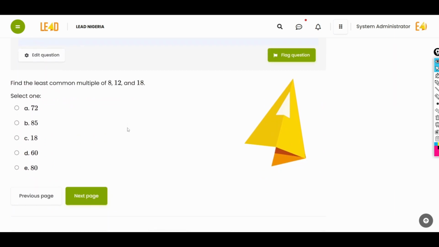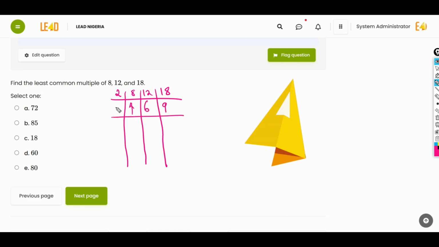Okay, find the least common multiple, LCM, of 8, 12, and 18. I feel like we've done this question before, but find the least common multiple of 8, 12, and 18. What can I use? I can use 2. 2 in 8 is 4, 6 and 9. I can still use 2, 2, 3, 9. Still use 2, 1, 3, 9. Because 2 can divide them, right? So we'll just write them down. 3, 1, 1, 3. Finally, 3, 1, 1, 1.